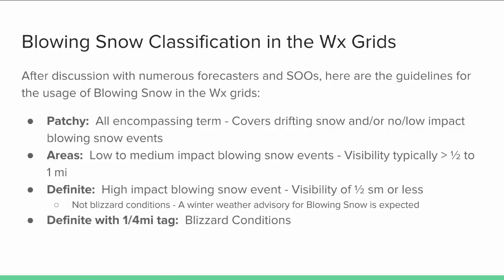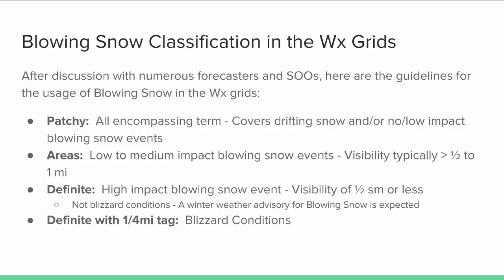Basically, we are equating coverage terms to impacts. Drifting snow is accounted for by the use of the term patchy. Patchy is an all-encompassing term and can be used for no or low impact blowing snow events. For example, impacts to aviation but not the public. These impacts of blowing snow on the public sector typically start to increase as the visibility lowers and the coverage of the lower visibility increases.